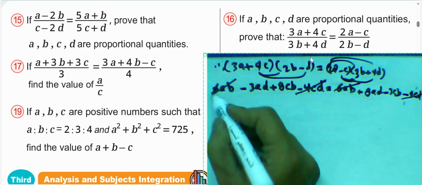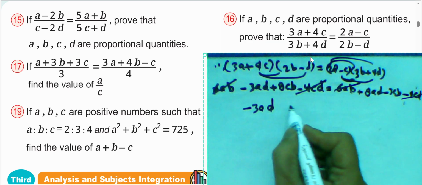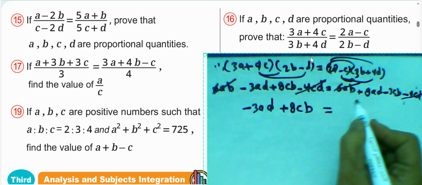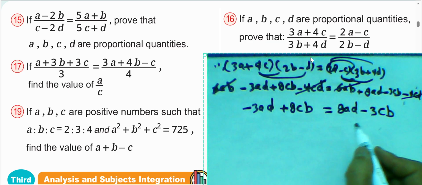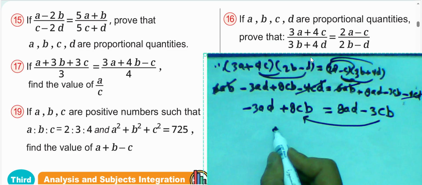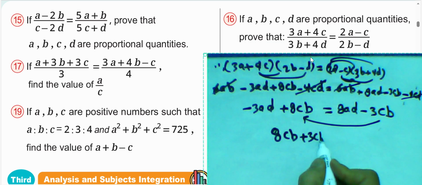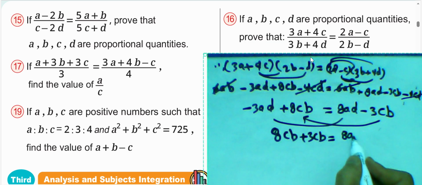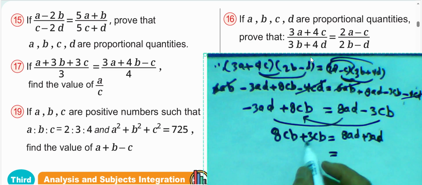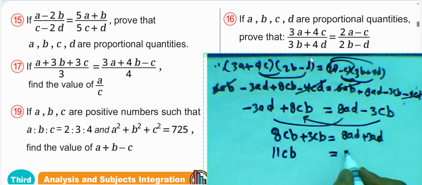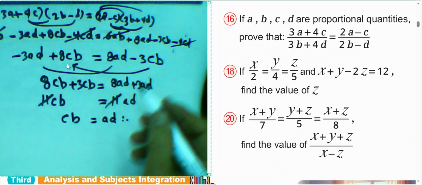And 6ab also cancels. Then the result will be negative 3ad plus 8cb equals 8ad minus 3cb. Negative 3cb moves here, then we have 8cb plus 3cb equal to 8ad plus 3ad. Okay, now I will simplify. 8 plus 3 equals 11cb, and 8 plus 3 equals 11ad. Now we can cancel together, then cb equals ad. So the ratio a over b equals c over d here, okay?